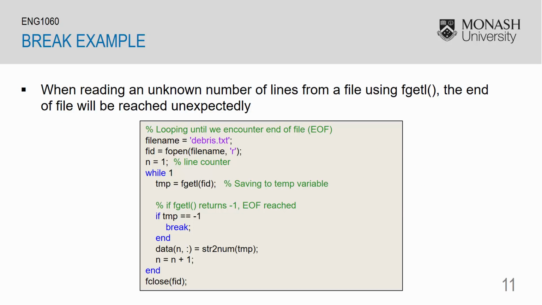When reading an unknown number of lines from a file using fgetl, the end of the file will be reached unexpectedly. Recall that we can open a file using fopen, extract data from a file using fgetl, and then close the file using fclose. In this example, while 1, which is also while true, means that this loop will never become false.